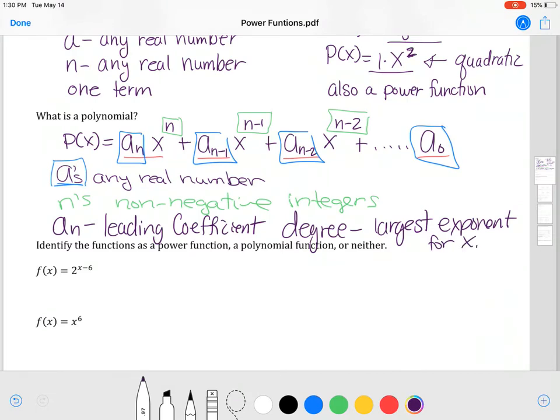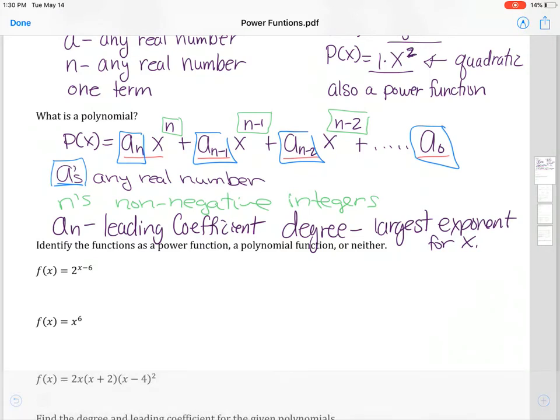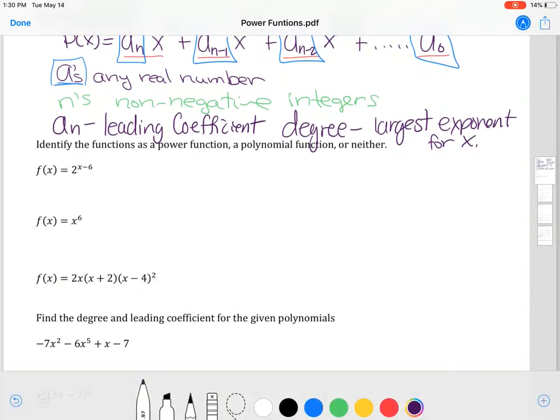So those two things, your leading coefficient and your degree, are going to be important when we discuss later the shape of the polynomial. When we go to graph it, those two things are going to help us determine the shape of the graph. Now, before we move on, I want to go through 3 examples with you to make sure that we can distinguish the difference between a power function and a polynomial.